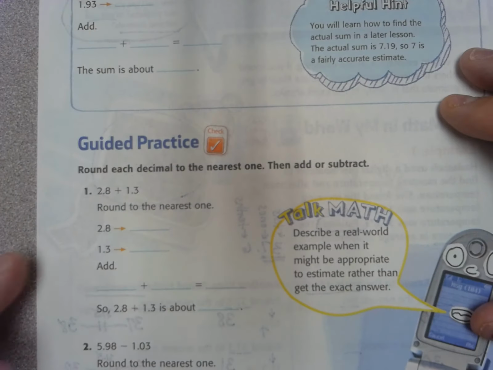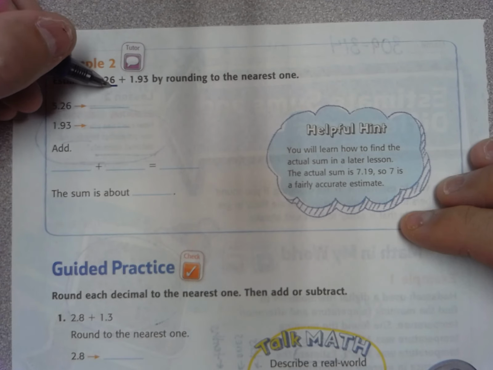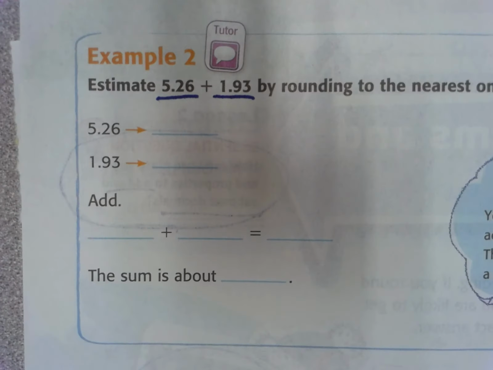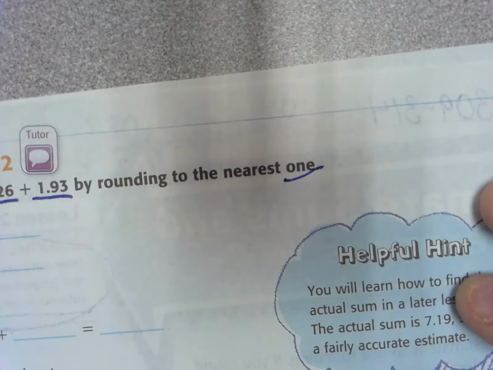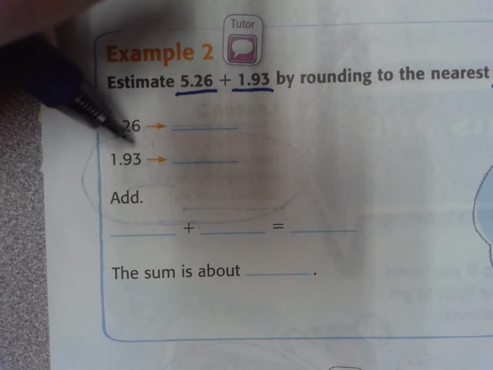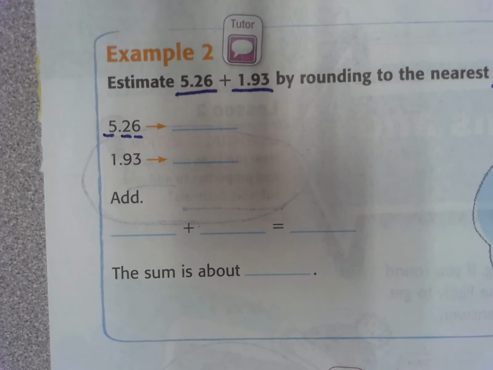Ethan, you're going to try this one for me, all right? All right, Ethan. We have 5 and 26/100 plus 1 and 9 and 3/100. Okay, we have that right there. We are going to estimate, all right? So what do you want to do? It tells us round to the nearest 1, so that's what we're going to do, nearest 1. So 5 and 26/100. What number is in the ones place?